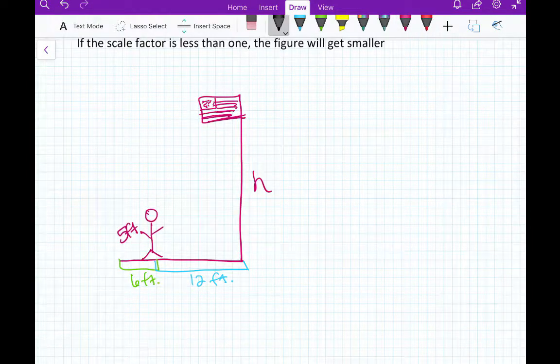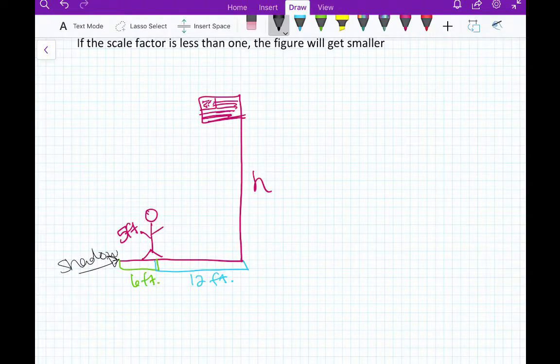All right, let's take a look at this problem, and I'll explain what it is. So we have a situation here. We have a flagpole, and we have a man standing next to the flagpole. And this is creating similar figures. The question is, we have to figure out what is the height of the flagpole. We know the height of the man is 5 feet, and we know that the man is 6 feet away. So his shadow is 6 feet long. So this right here is his shadow.